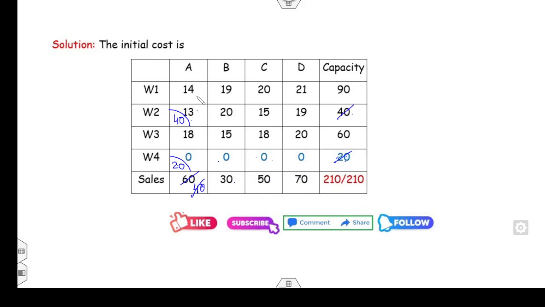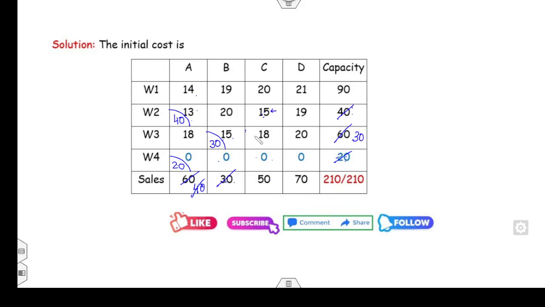Next number is 14, but there is no sale, so you can cancel them. Next number is 15. These are the two numbers. But corresponding to this 15, there is no capacity. So we can never add the allocation at this point. On this 15, 30 and 60. Minimum is 30. 30 and 60.